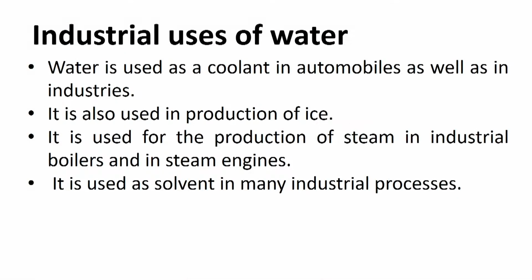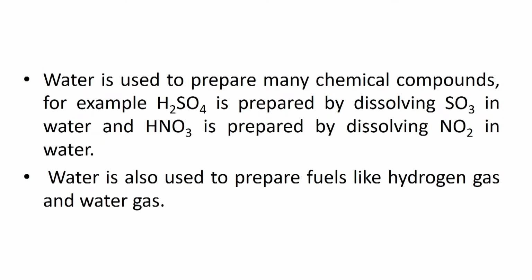Now we move to the industrial use of water. We know water is used as a coolant in automobiles as well as other industries. It is also used in the production of ice. It is used for the production of steam in industrial boilers and steam engines, and as a solvent in many industrial processes. Water is used to prepare many chemical compounds. For example, sulfuric acid is prepared by dissolving sulfur dioxide in water, and nitric acid is prepared by dissolving nitrogen oxides in water. Water is also used to prepare fuels like hydrogen gas and water gas.